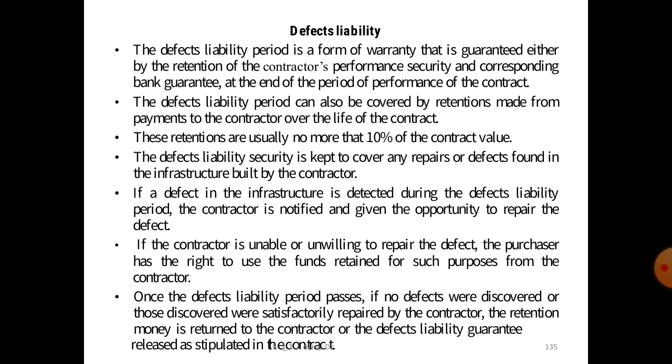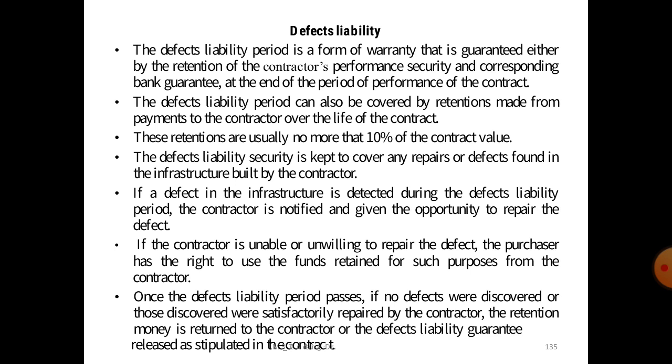The defects liability security kept covers the repairs of defects found in the infrastructure built by the contractor. If defects in the infrastructure are detected during the defects liability period, the contractor is notified and given the opportunity to repair the defects. And if the contractor is unable or unwilling to repair the defects, the purchaser has the right to use the funds retained for such a purpose from the contractor.